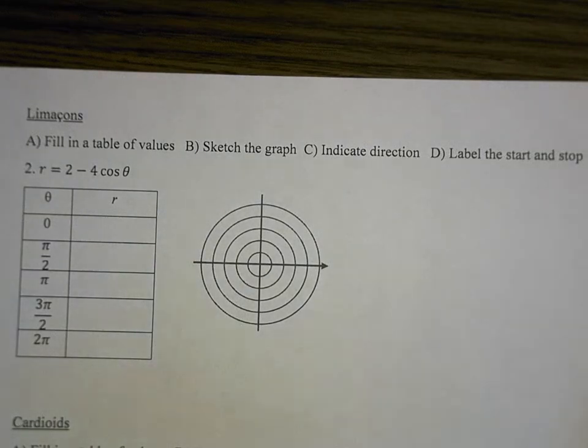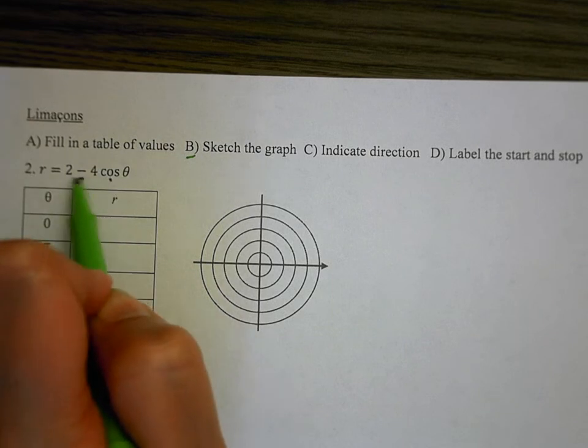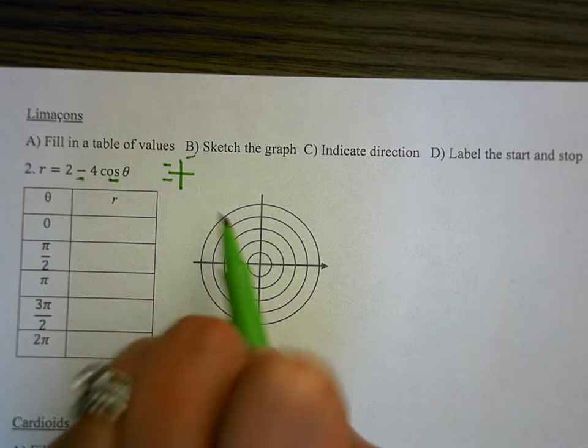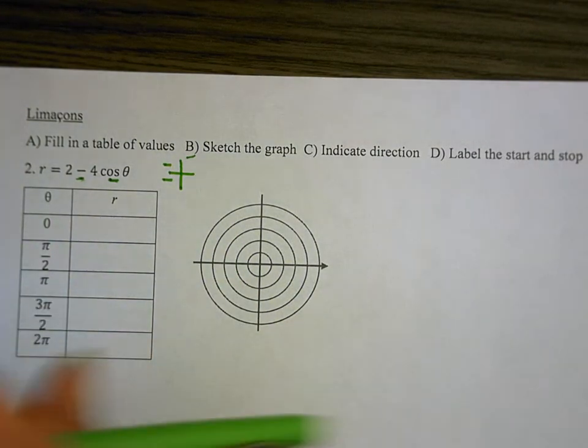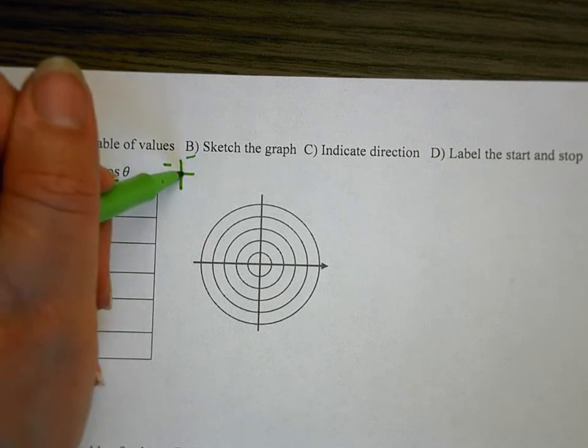So we are going to actually do B first. Instead of filling the table, we're going to look at whether I can figure out the graph without doing a table of values. I know that I have a negative cosine, right? So I'm subtracting and I have a cosine. I know that cosine is negative over here, so my orientation is going to be headed left. So I know that the graph in general is going to go like that, right?